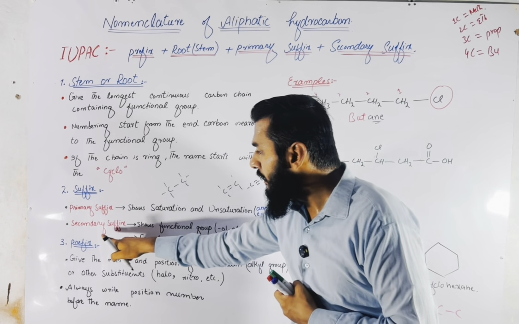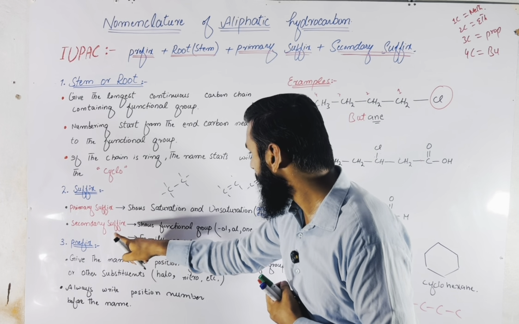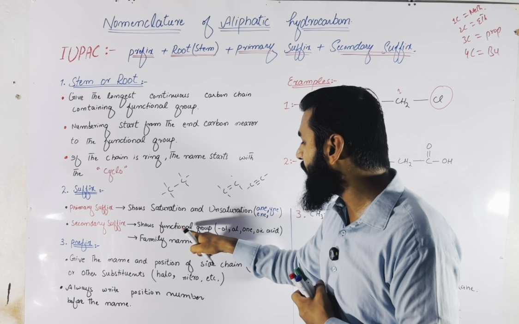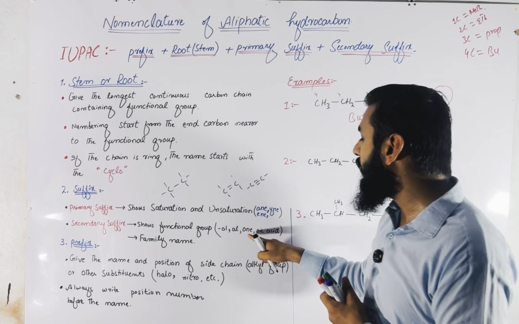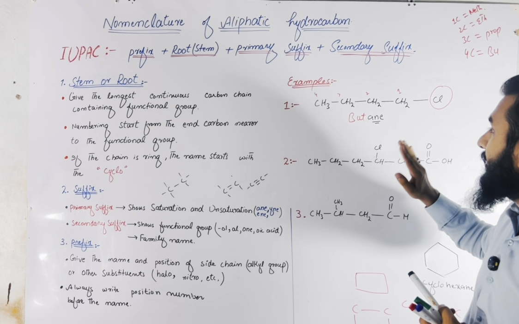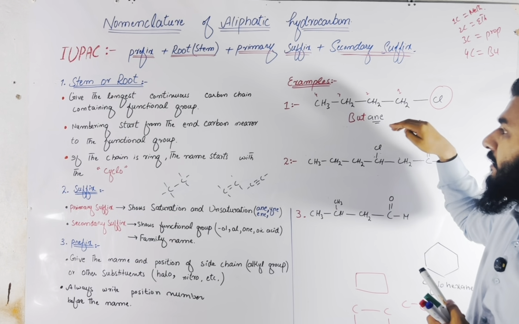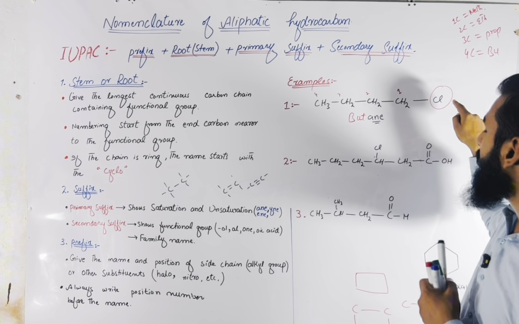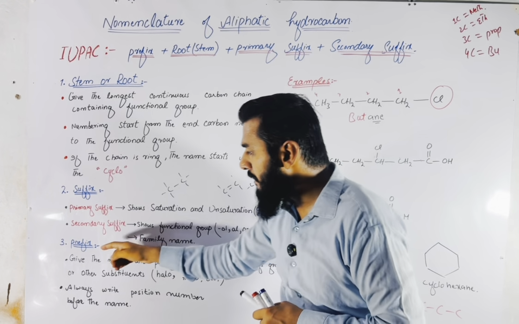Now the third one, the secondary suffix. The secondary suffix shows the functional group: ol, al, one. Here we use the name chlorine, so there is no secondary suffix in the whole organic compound. Then we use just the name chlorine, which is described by the prefix.